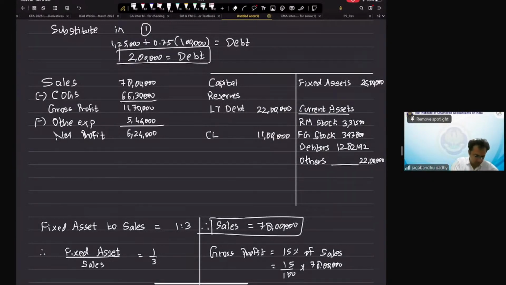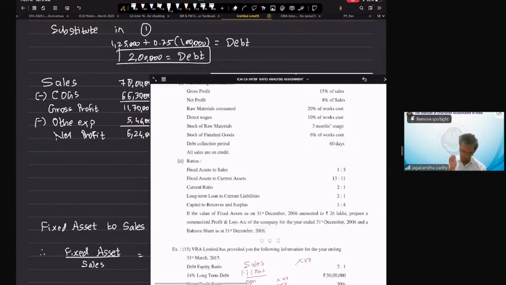Now you can get the balancing figure over here: 3 lakh 31,500 plus 3 lakh 97,800 plus 12 lakh 82,192 is 20 lakh 11,000 minus 22 lakhs. So that difference is 188,508. That's your other current assets. Okay. Got the value of debtors and other current assets.